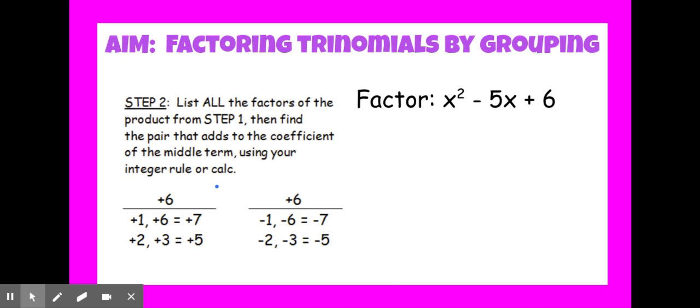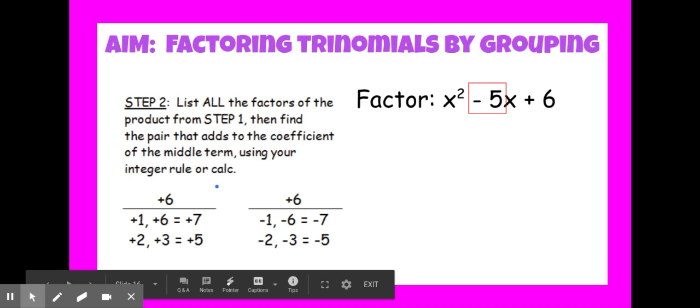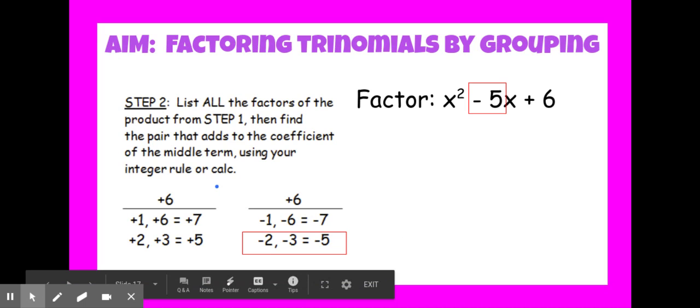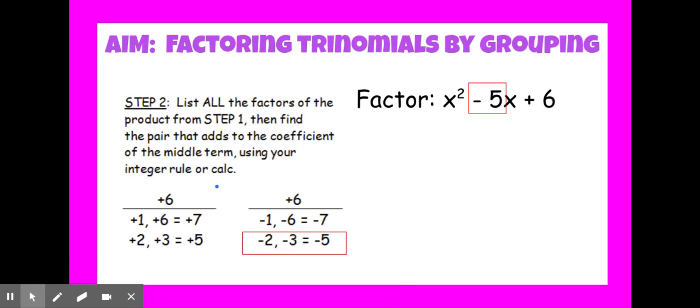So what our goal is here now is we're looking at that coefficient in front of x, and we want to match up which pair there gave us negative 5. And that would be negative 2 and negative 3 give us negative 5. So that's where we got those boxed off. That's where I'm guiding you through now.